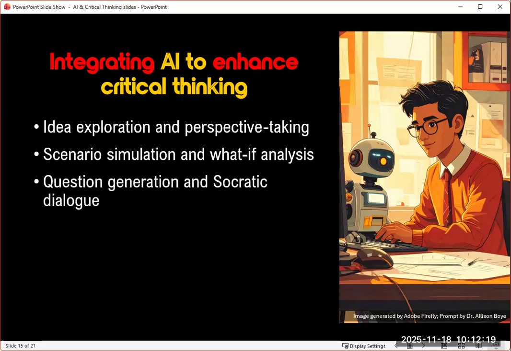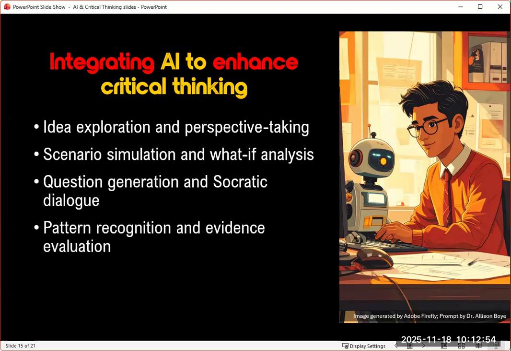It can also be great for question generation and dialogue. We can use AI to actually prompt us with questions, to prompt our students with questions, to challenge some assumptions, suggest counter arguments, engage in a debate with the AI itself, right? Again, that stimulates inquiry. It can help refine the reasoning process. It enables kind of this interactive dialogue that is really beneficial in terms of fostering critical thinking.